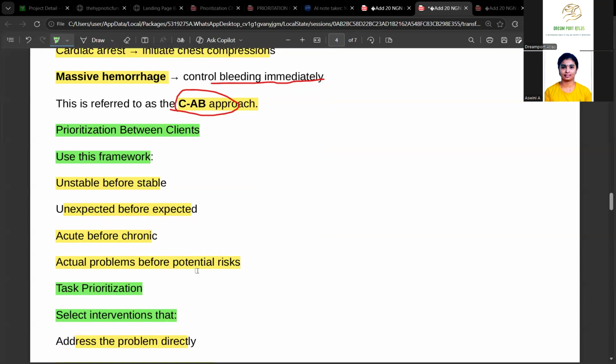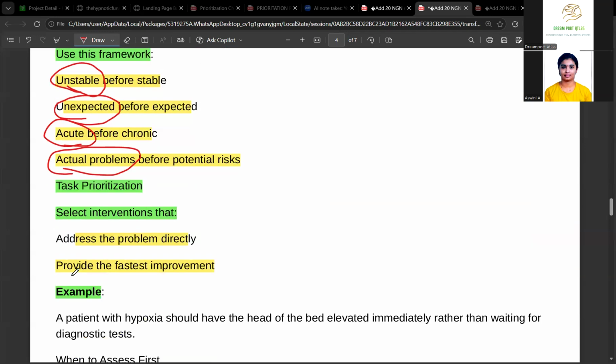Always, an unstable condition will be our highest priority. Unexpected findings will be our highest priority. Acute problems will be our highest priority as compared with chronic problems. And actual problems will be our highest priority as compared with potential risks. That is the main thing you have to keep in mind while prioritizing care needs or any management. And how can we prioritize the task or implementation?